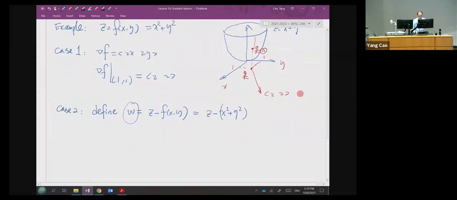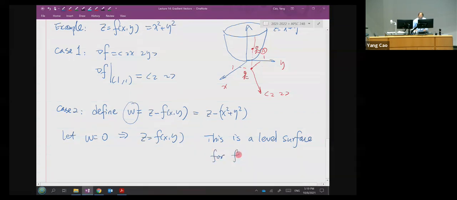I think I repeatedly said this because it's a function of three variables. But you can certainly try to understand w, not really visualize it, using the concept of level surfaces. Basically, if you let w equal to 0, then you obtain the paraboloid surface. But this is only one level surface for the function w. If you let w equal a different constant, then you get a different level surface. So we learned that.